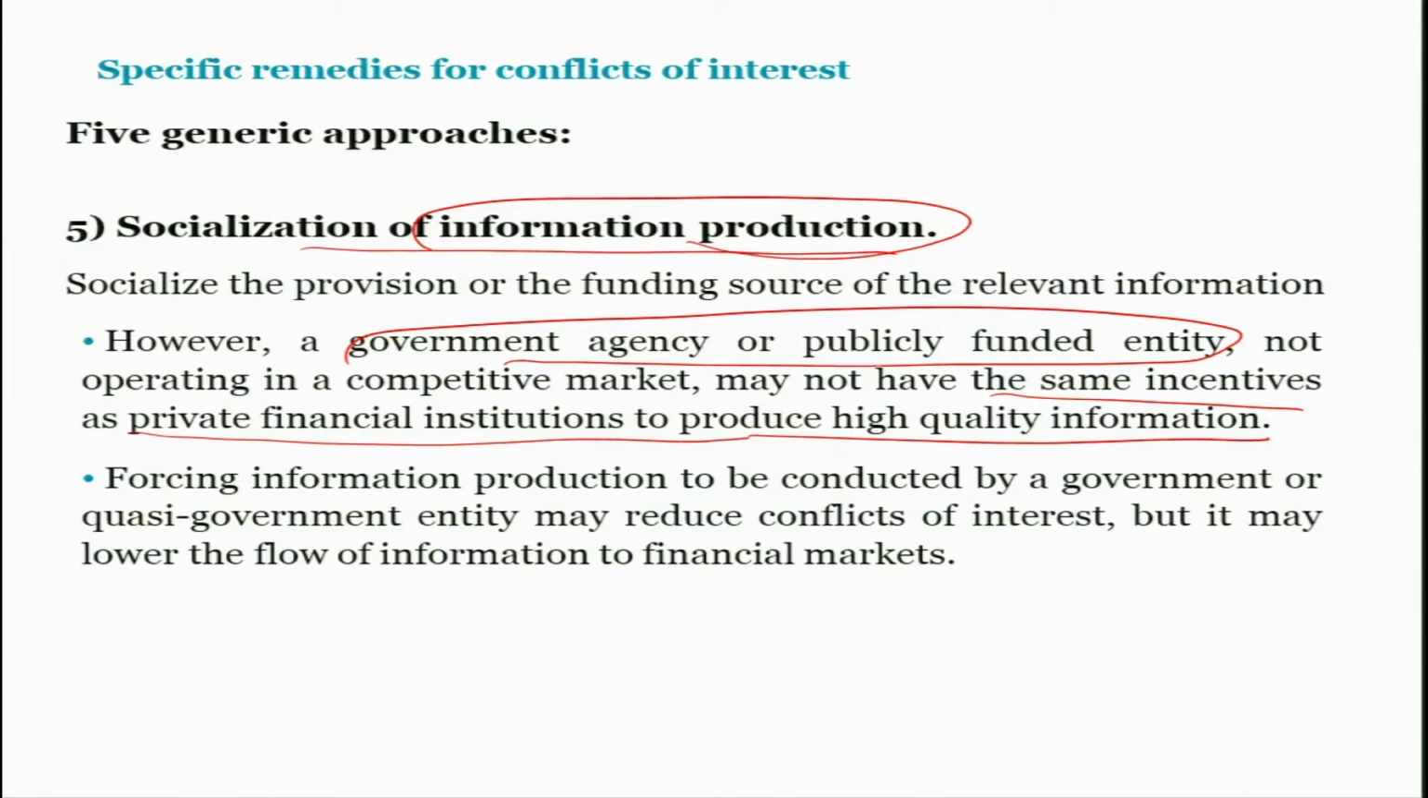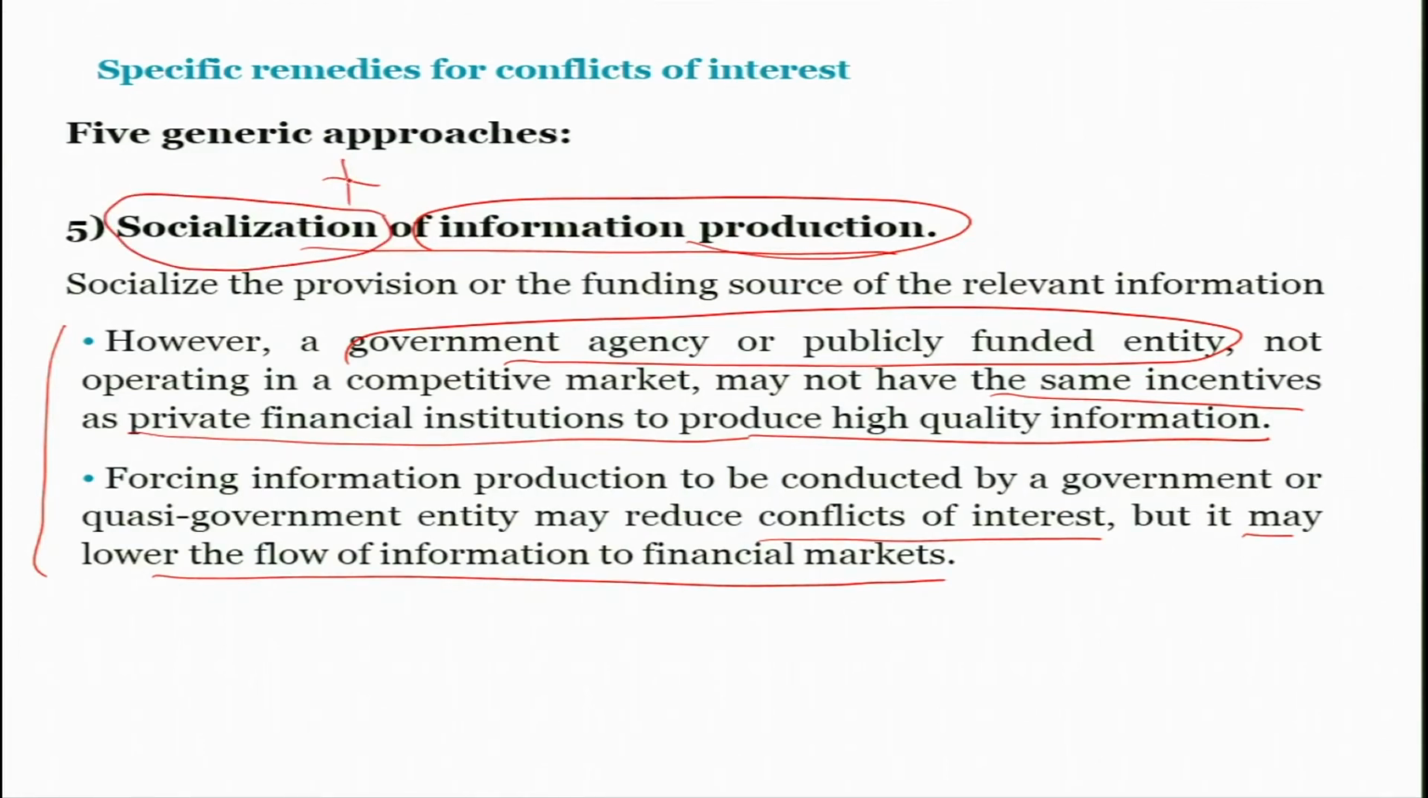Not only that, forcing information production to be conducted by a government or quasi-government entity may reduce conflicts of interest, but it may lower the flow of information to financial markets. On the one side, government agencies won't be that incentivized. On the other, the firms may not be willing to share all this information with a credit rating or public agency, a government agency. So all this would sometimes affect information production. Though we recommend that socialization is one of the solutions, at the same time it has its own cons as well. That means the flow of information to financial markets may not be that robust or sound enough.